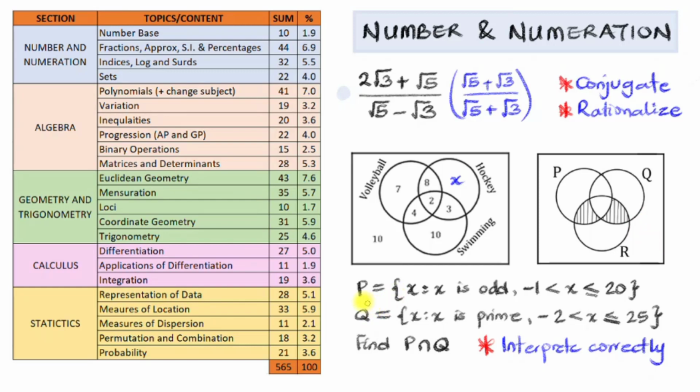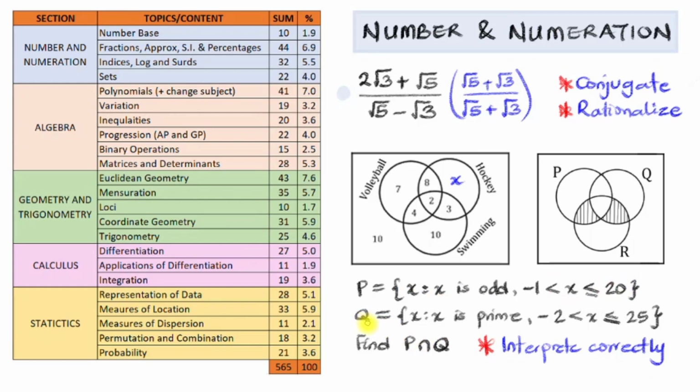Now, sometimes JAMB defines your set linearly with expressions like this, in which you need to interpret this, that P is defined as x, so that x is odd, and then minus 1 is less than x, which is less than or equal to 20. Now, minus 1 being less than x means that minus 1 is not part of it. And if you are saying it is odd, then you need to pick the odd numbers from 0 to 20 in this particular expression. So you need to be able to find how to interpret that correctly.